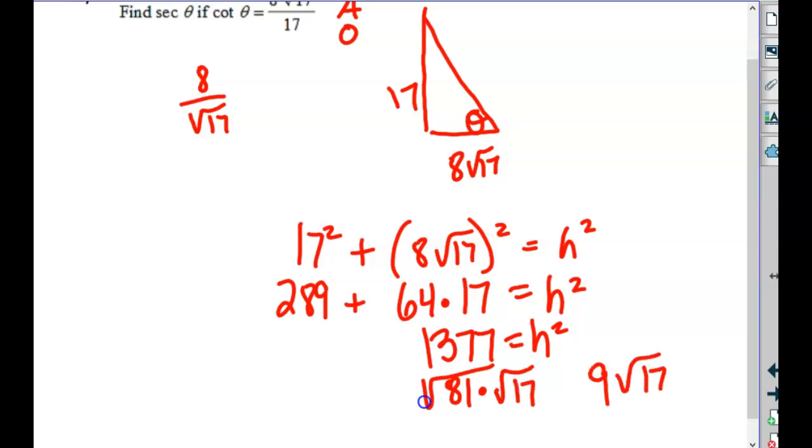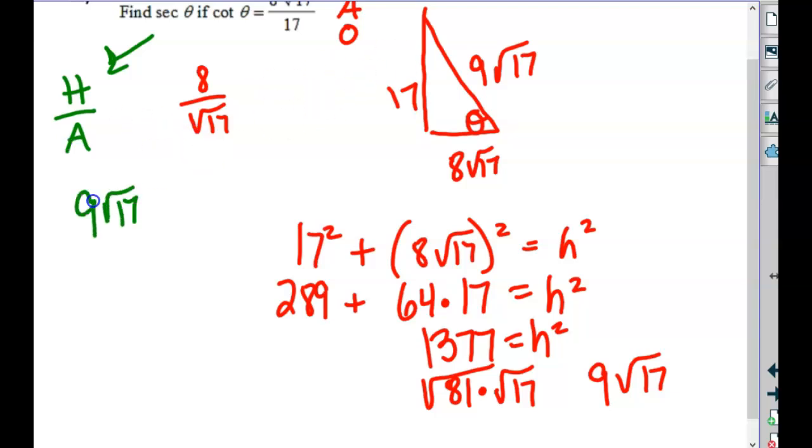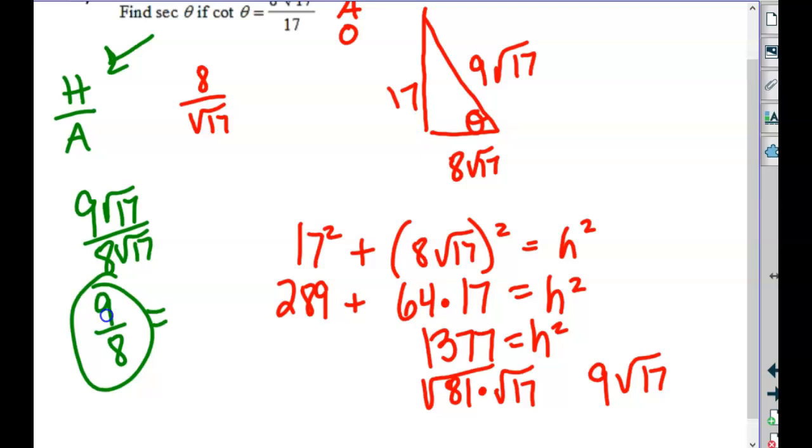Nine square roots of 17 goes here. All right, it says secant, which would be hypotenuse over adjacent. So 9 square roots of 17 over 8 square roots of 17 would have been 9/8 for the secant.